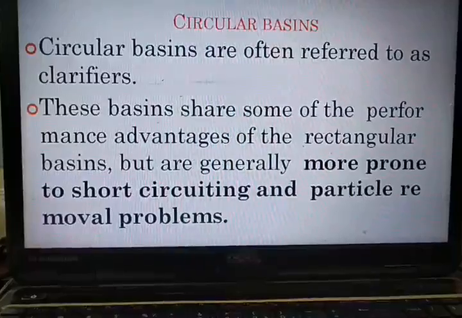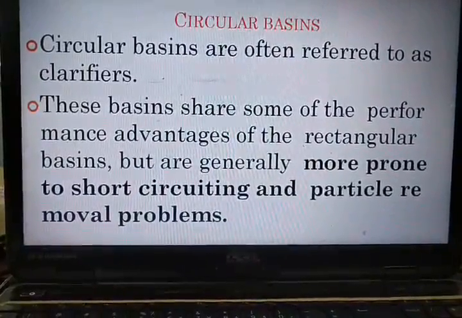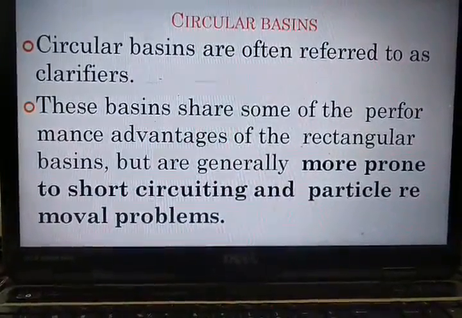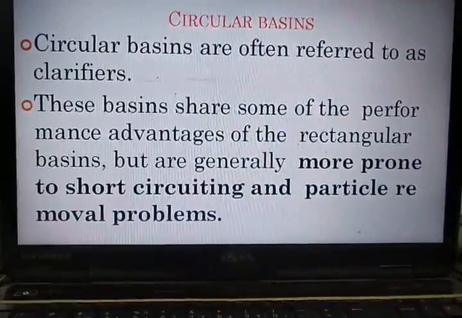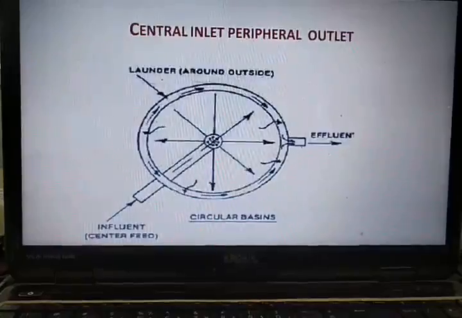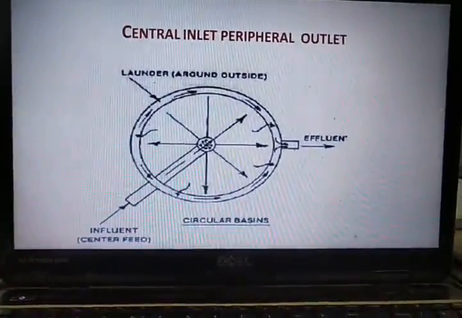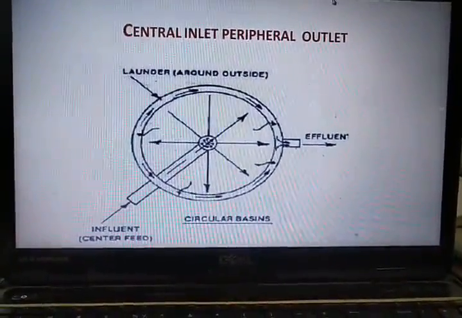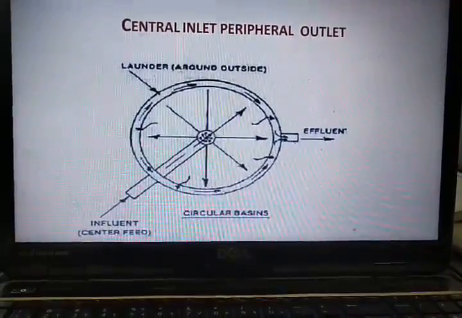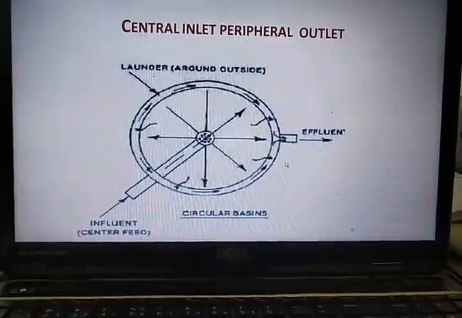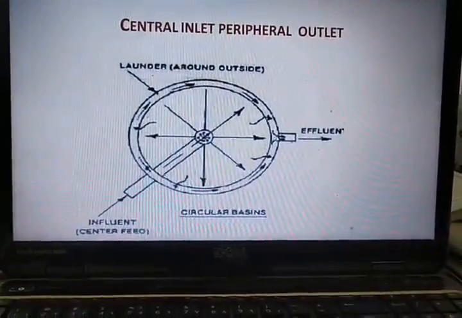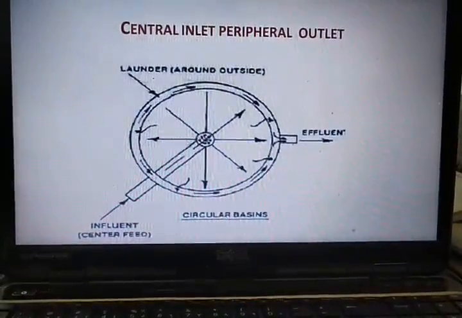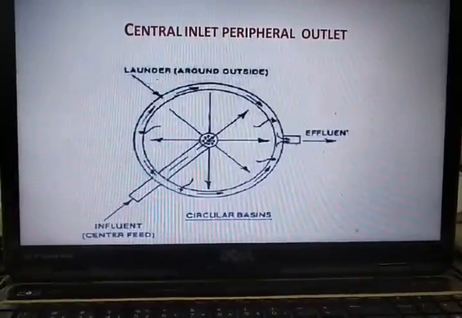Relatively, these have more advantage compared to the rectangular tank, because rectangular tanks are generally more prone to short circuiting and particle removal problems. So this is the circular sedimentation tank. It has a launder outside, with a weir, to collect the clarified water and take it to the next treatment zone. This is the influent zone.